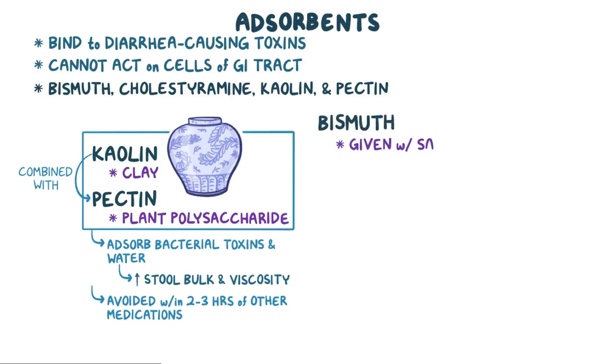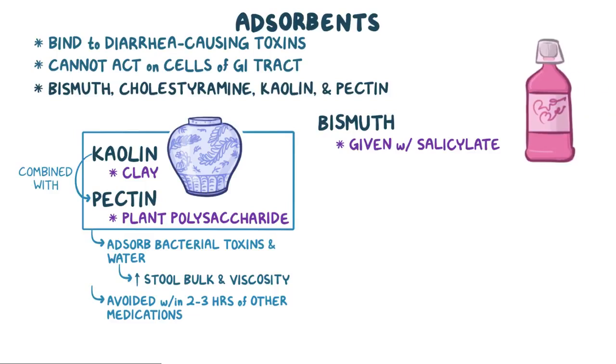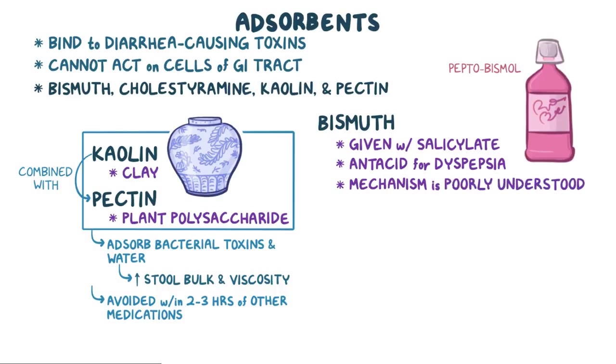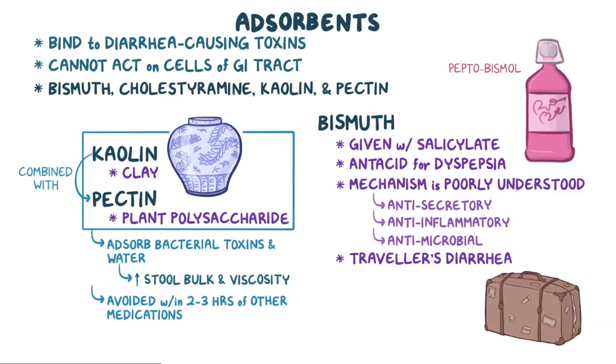Bismuth is given with salicylate and is commonly known as Pepto-Bismol. This medication is usually used as an antacid for the treatment of dyspepsia. The antidiarrheal mechanism of action of bismuth is poorly understood, but is thought to have anti-secretory, anti-inflammatory, and antimicrobial effects. It's commonly used for the treatment and prevention of traveler's diarrhea.